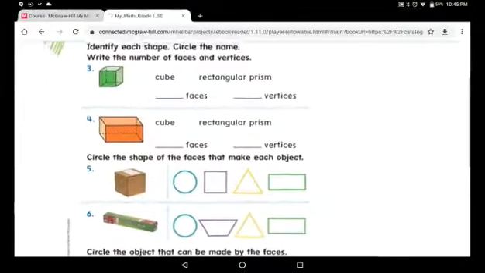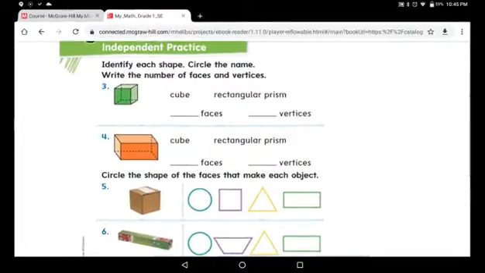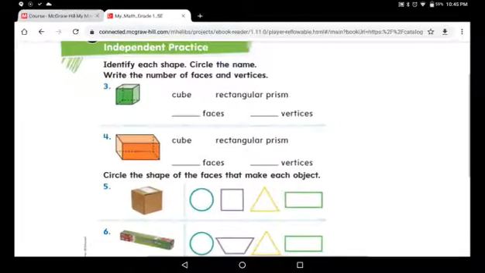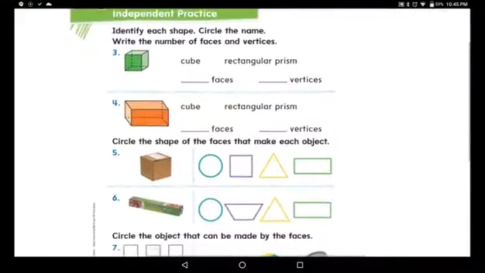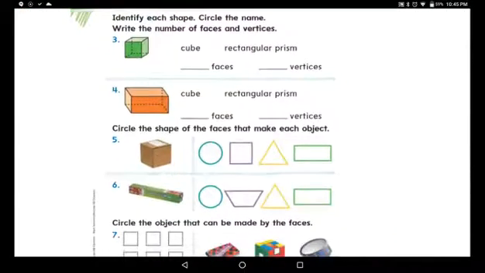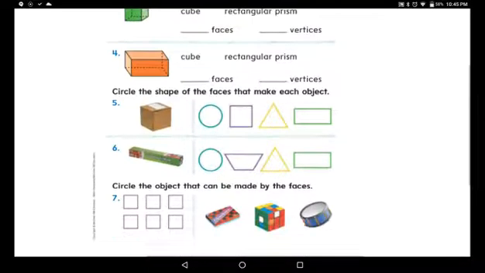Great job. Now, a very easy page to solve alone. Identify each shape, circle the name, and write the number of faces and vertices. You can remember, you cannot get confused because they both have the same number of faces and the same number of vertices. Now the second question: circle the shape of the faces that make each object.